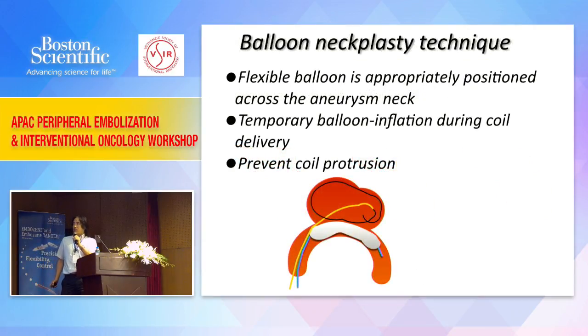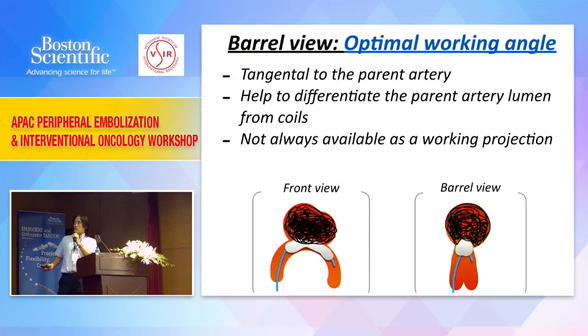The balloon neck pulsing technique: we use a flexed balloon and advance the balloon across the aneurysm neck like this. Temporarily, we inflate the balloon to protect against coil protrusion. Also, during the procedure, the optimal working angle is a barrel view.